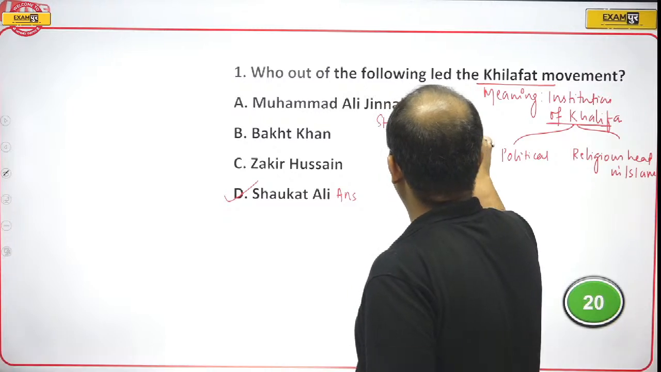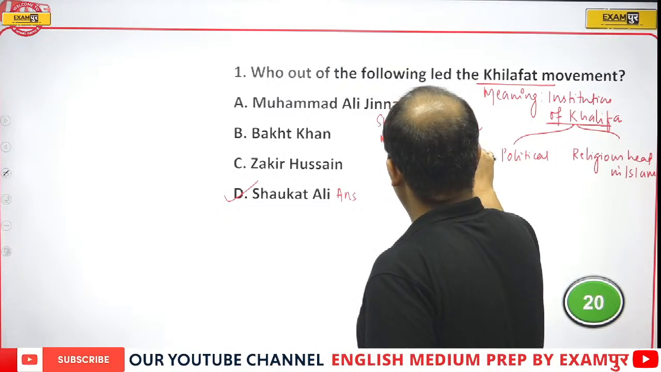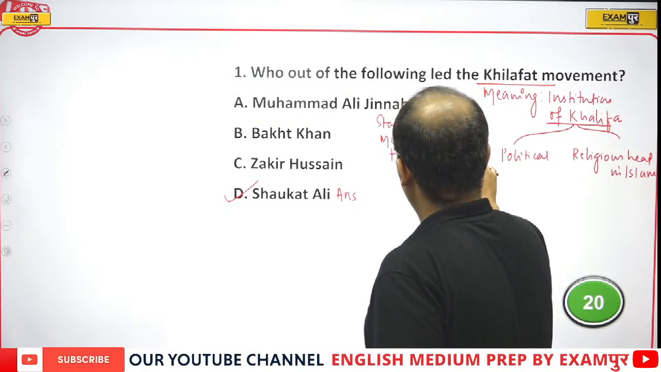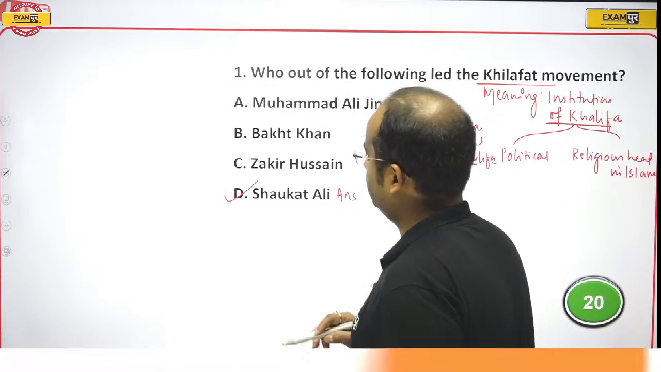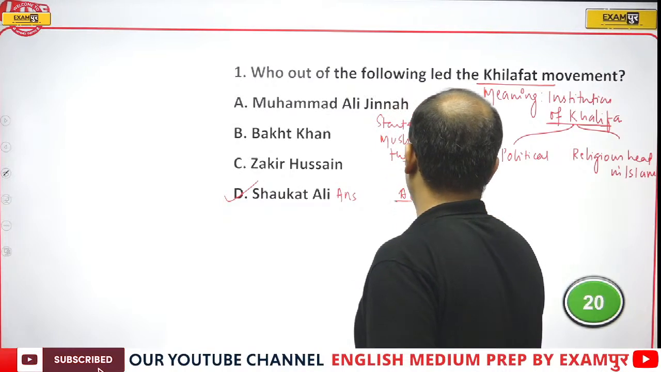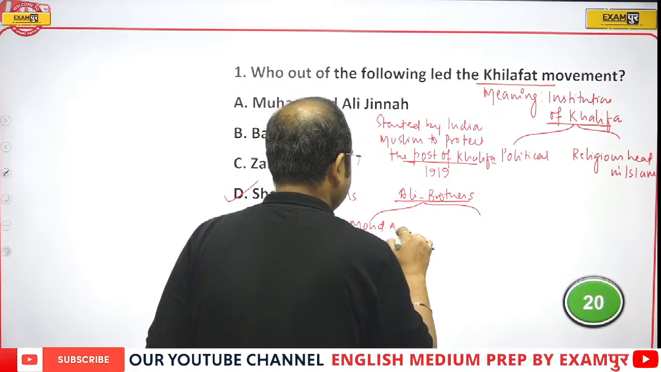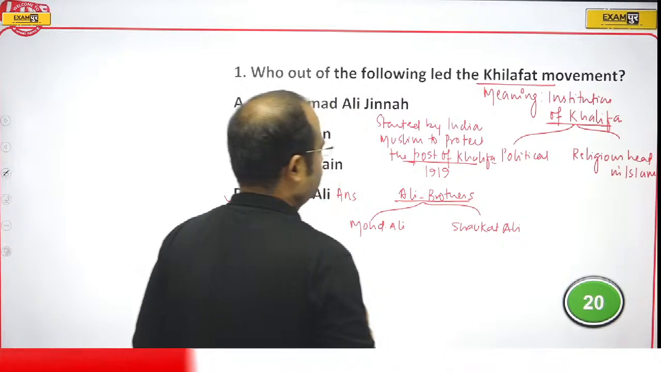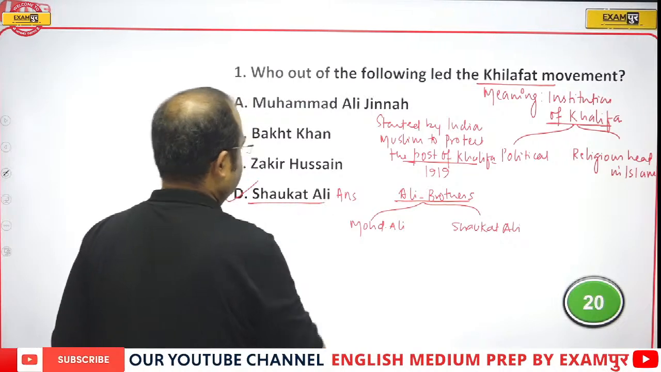by Indian Muslims to protect the post of Khalifa in 1919, and it was started by Ali brothers. And who are Ali brothers? Muhammad Ali and Shaukat Ali, combinedly they are called Ali brothers. So the correct answer will be, guys, option D, that is Shaukat Ali.